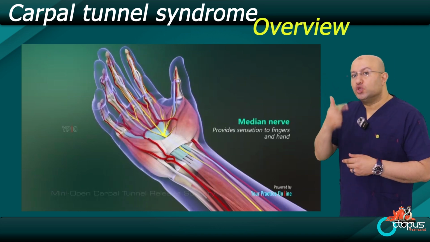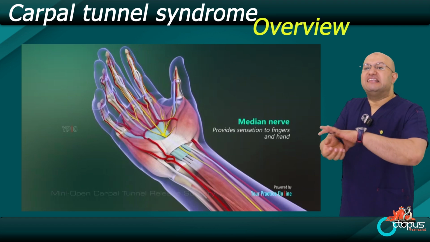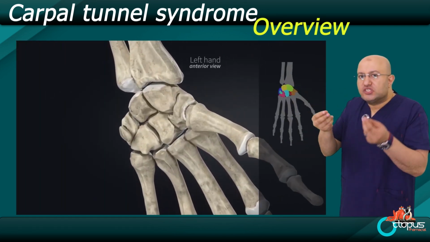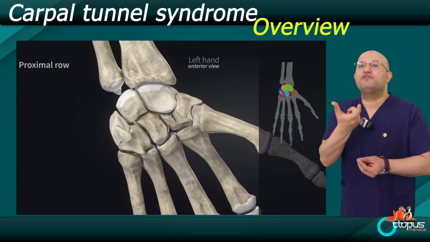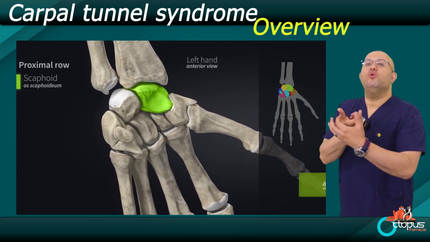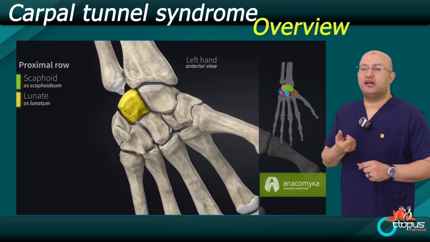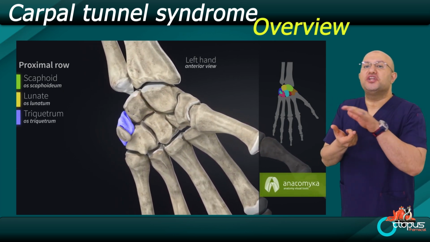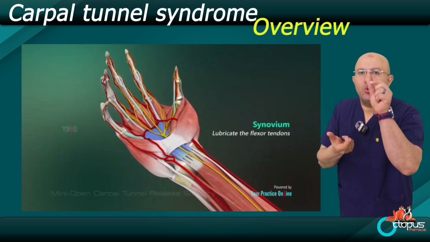Structure of the wrist. The wrist is composed of 8 interlocking carpal bones, arranged in a U shape. This configuration forms a tunnel-like structure known as the carpal tunnel. The roof of the carpal tunnel is formed by a strong, thick ligament called the flexor retinaculum. This ligament provides stability to the tunnel but has limited flexibility.